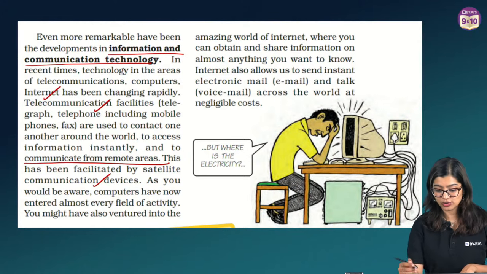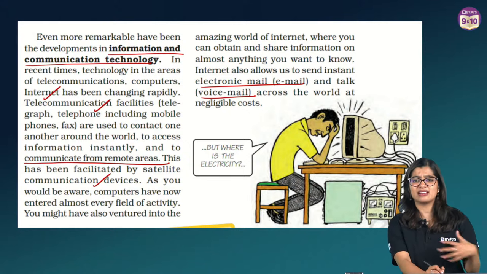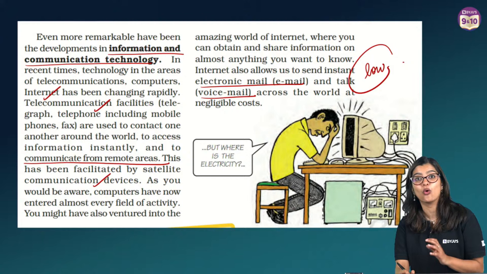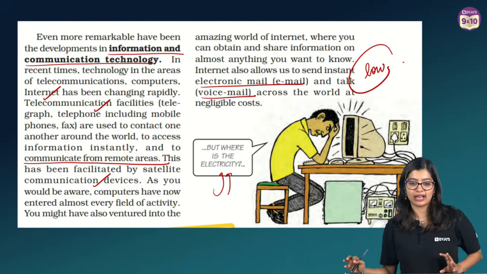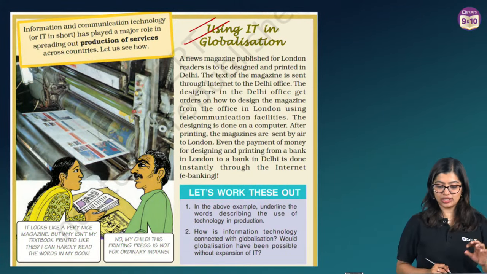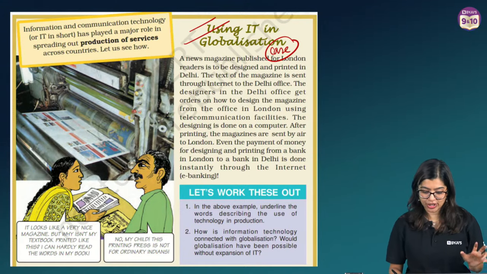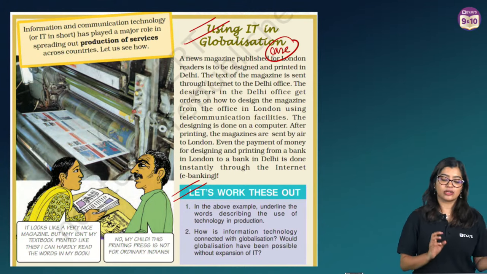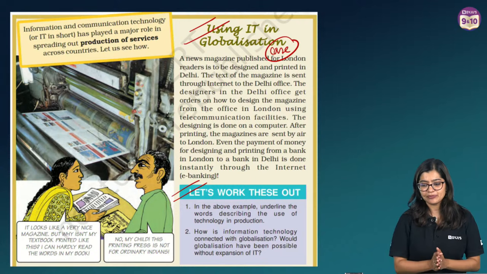Now, along with this, we also see how over a period of time, emails, voicemails, all of this is happening, and it's very low cost, right? Not a lot of money is there, but it is happening at low cost. But yet, we see that we require electricity, we have certain requirements still, right? So using IT in globalization, this can come as a case question. This can come as a case-based question where they have spoken about, you can solve this case, this right here is very easy, right? So they're talking about how, say, Delhi office, say, London office, they are connected, right?